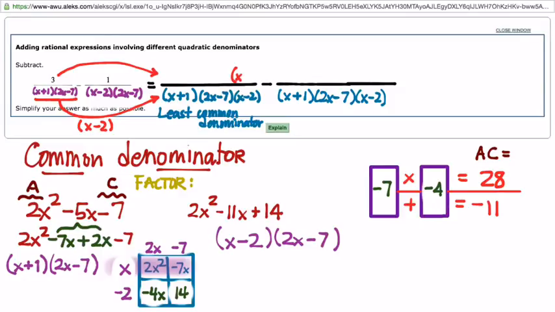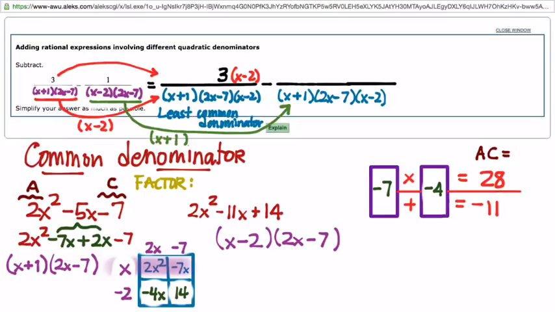I got to multiply by x minus 2. So my first fraction is going to have its new numerator be 3 times x minus 2. Ditto for the second fraction. What have we multiplied the second denominator by in order to turn it into the common denominator? What's the missing factor? X plus 1.